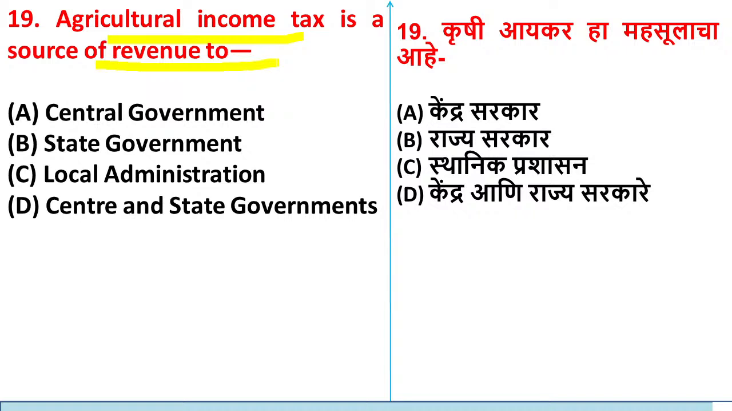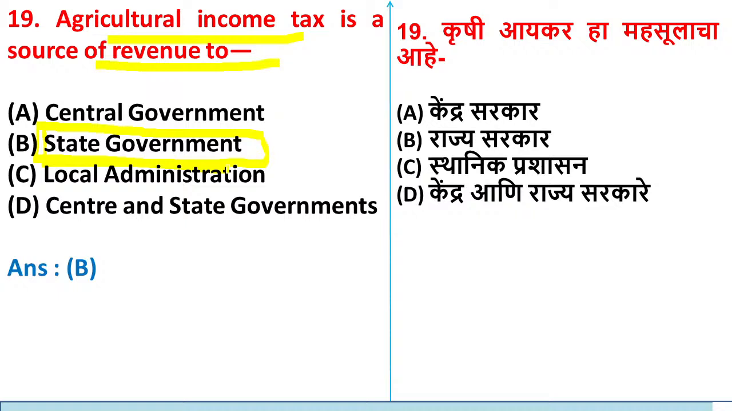Yes, the tax which is imposed on agricultural land or agricultural income is a source of revenue for the state government. Please remember, the tax which is imposed on the agricultural land goes to the state government. So option B is correct.